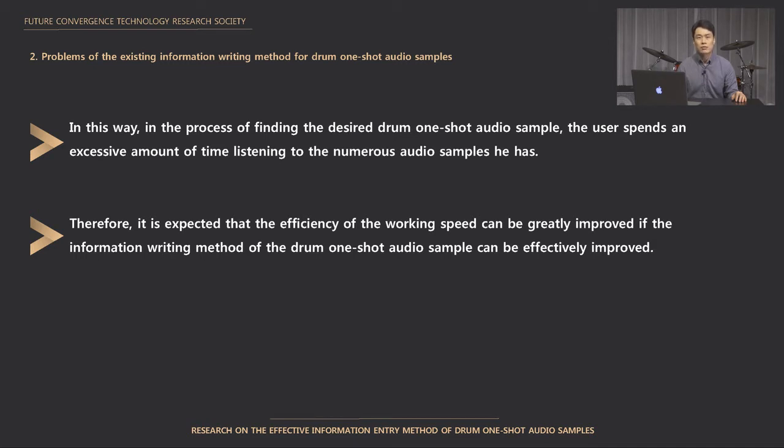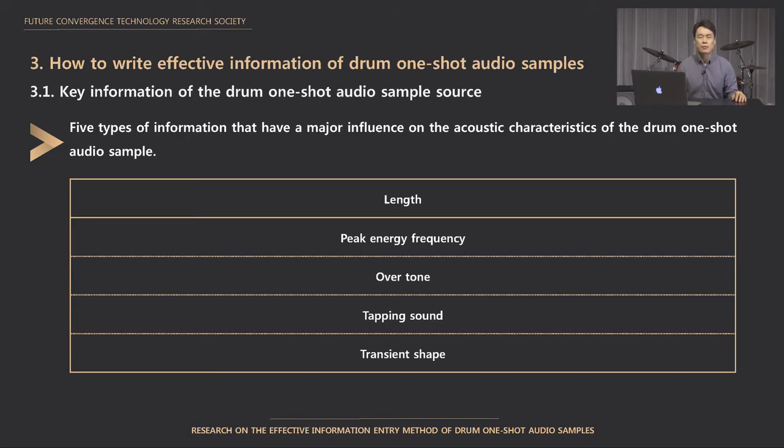If the information writing method of the one-shot audio sample can be effectively improved, acoustic information of sound can be subdivided countlessly according to purpose and classification. But among a variety of information, 5 types of information that have a major influence on the acoustic characteristics of the one-shot audio sample are selected as follows, and the analysis method of each information was presented.